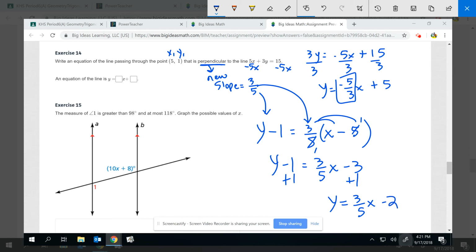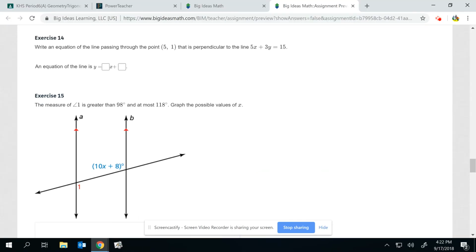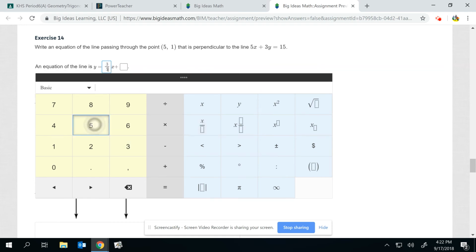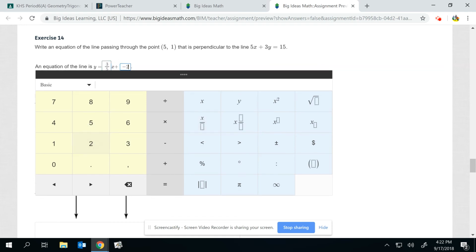3/5 x because it's an opposite reciprocal slope to this one. Okay, so opposite and reciprocal. And then the new b is negative 2. So it's positive 3/5 x minus 2. So in this box right here, you're going to have 3/5, and then you're going to have a minus 2.